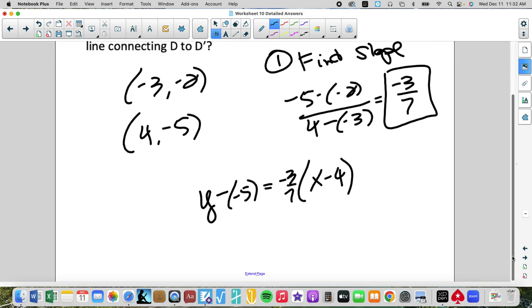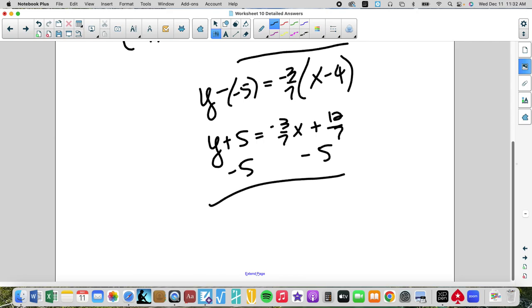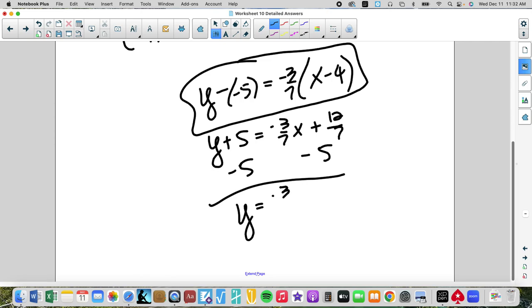And now I'm going to simplify. So this becomes y plus 5 equals -3/7 x plus 12/7, and then we're going to minus the 5 over. We could have left it like this, simplifying in point slope. That's a linear equation, but I think they want it in slope intercept form. This is going to be -35/7, and that gives us -23/7. Is that the equation?